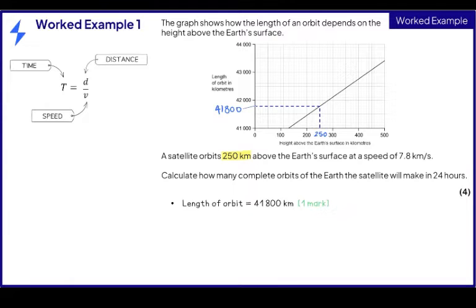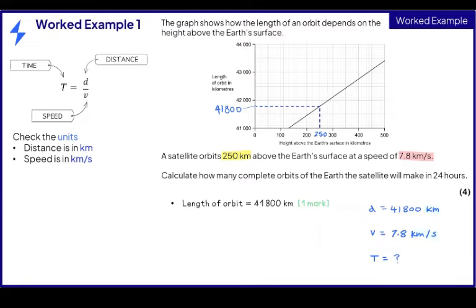Next, let's write down all the quantities we know. So the distance travelled by the satellite in one orbit is 41,800. Its orbital speed is 7.8, so we need to work out the orbital period first. Before plugging any numbers into the equation, let's have a quick check of our units. We have distance in kilometers, speed in kilometers per second, so time will be in seconds. Substituting these values into the equation gives an orbital period of 5,359 seconds.